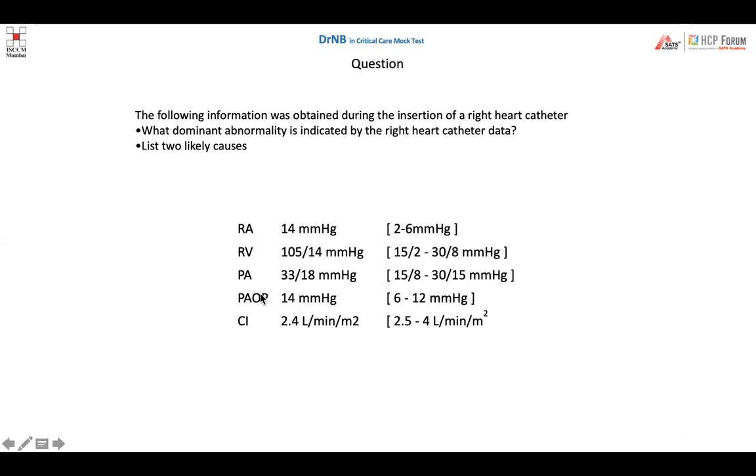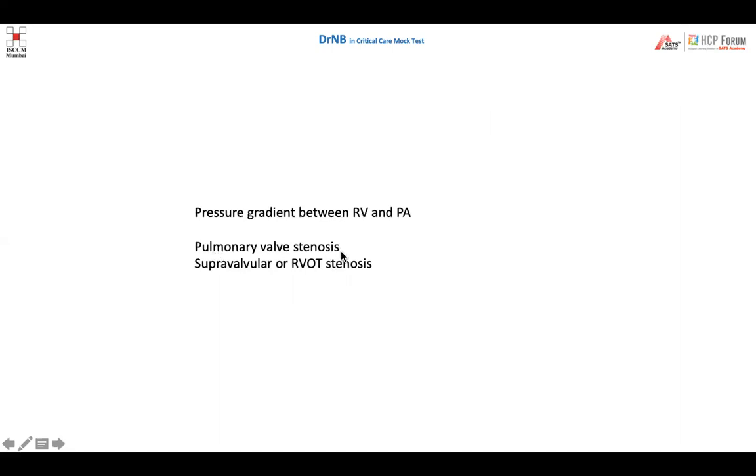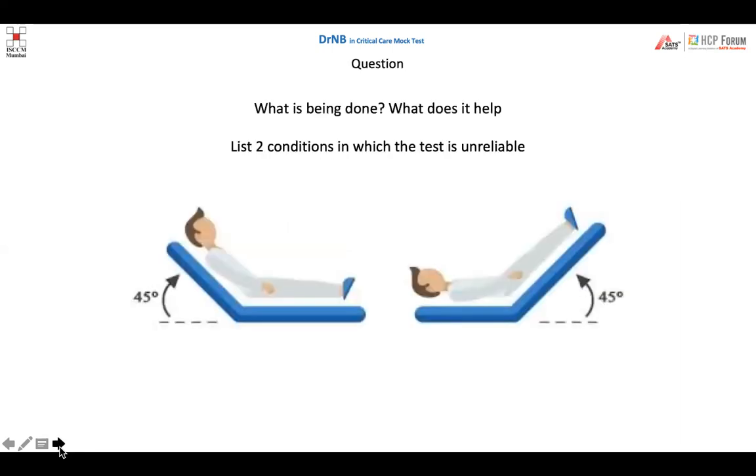But the RV pressure is significantly higher to overcome the PA pressure. That means there is some obstruction between the RV and the PA. So the PA pressure is acceptable; 33/18 is not significantly high. PA occlusion pressure is also not significantly high, but the RV pressure is significantly high, the systolic specifically, and the RA pressure is higher back-pressure wise. So there's pulmonary valve stenosis or supravalvular or RVOT obstruction. So there's basically obstruction to the RV outflow tract. Stenosis of the RVOT or pulmonary valve stenosis can give this kind of a picture, so there's an increased pressure gradient between the RV and the PA.